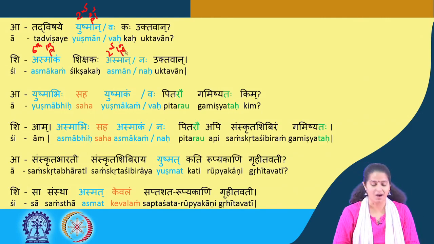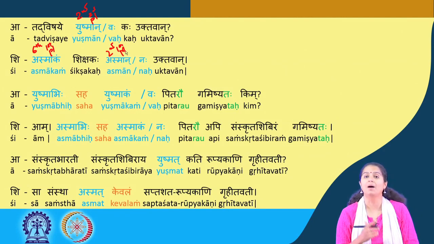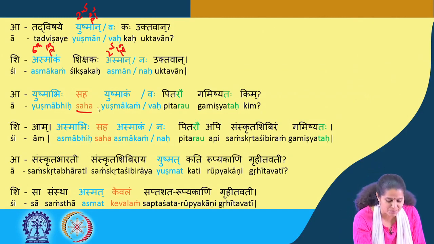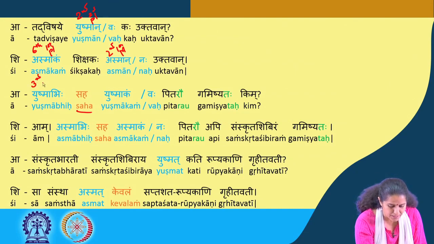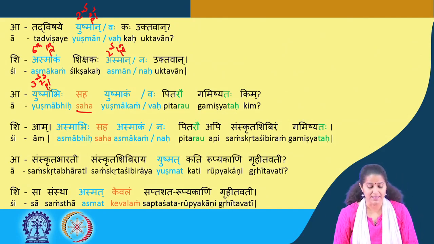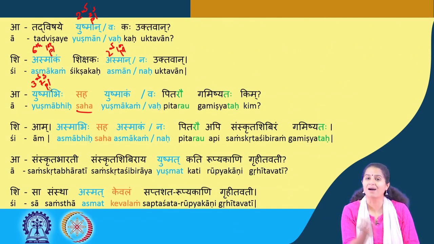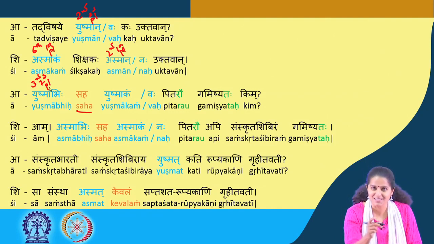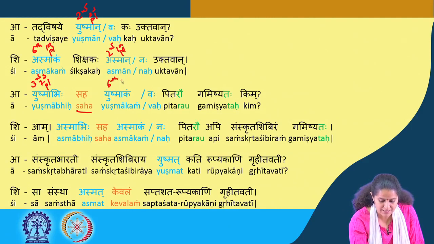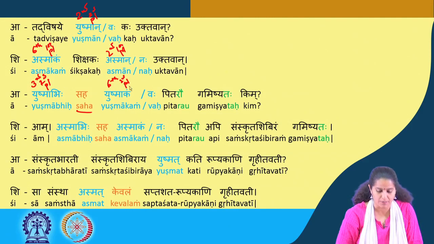Asmanaha uktavan. Next, yushmabhihi saha. The moment you see saha, you know that the accompanying vibhakti is the instrumental or the third case. So this is the third case for the second person plural. So yushmabhihi saha, yushmakam or vaha. What does it ring a bell? We had before this asmakam. So this is yushmakam. This will be the sixth case for the second person plural.